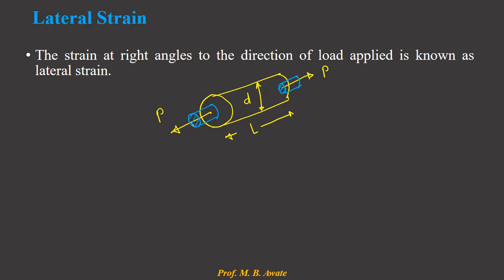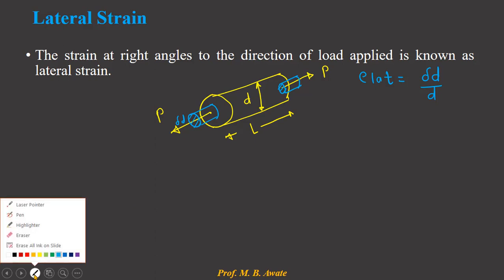So here you can see that now its diameter has decreased. I will say that the change in its diameter is delta d. Okay, this is the change in its diameter, because this diameter has now decreased. So I can say the lateral strain is nothing but the ratio of change in diameter to its original diameter. You can see that we are measuring the strain at right angles to the direction of load applied, and d is a diameter which is at right angles to the direction of load applied. So that is what we have considered here.